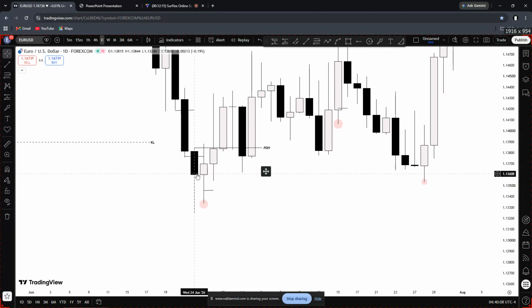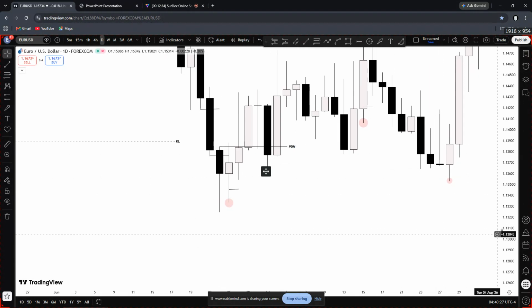Now, the moment price opened, this previous day bearish candle closed around this area. Now, the bullish candle opened, came down, and there is a reason why it did that. It traded into a key level. Now, what happened? We targeted the previous day high.